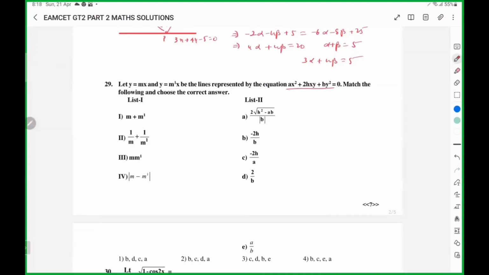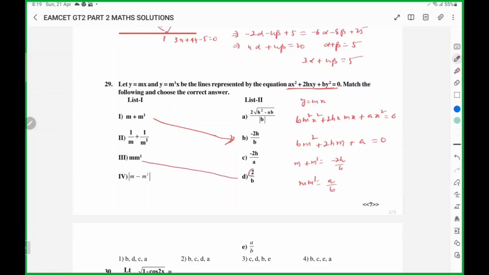This equation represents two lines passing through the origin. So you have b m square x square plus 2h x m x plus a x square equals 0. After simplification, you get b m square plus 2h m plus a equals 0. So the sum of the slopes, if we say the two slopes are m and m dash, is minus 2h by b. The product of the slopes is a by b.